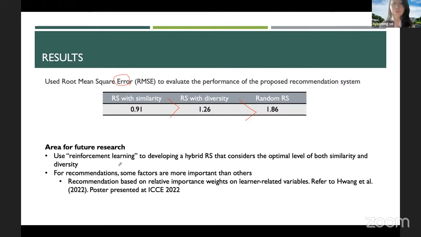Also, I happened to talk to people who know this kind of algorithm a lot, and they proposed that I should try a reinforcement learning mechanism so I can find out the optimal level of using both similarity and diversity in the recommendation system.